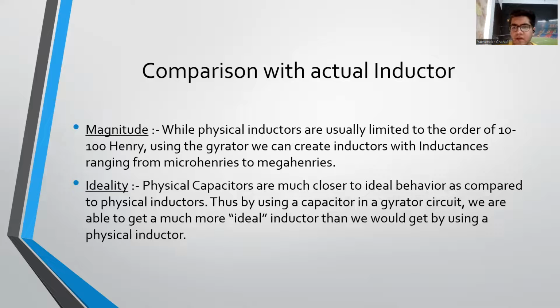Now let's compare it with the actual inductor. Firstly, speaking about magnitude, physical inductors are limited in range of magnitude because of physical constraints. Their magnitude is usually limited to the order of 10 to 100 Henry, but using a gyrator, we can emulate inductors with inductances ranging from microhenries to megahenries. Now let's talk about the ideal nature. Physical capacitors are much closer to ideal behavior as compared to physical inductors. Hence, by using a capacitor in a gyrator circuit, we are able to get a much more ideal inductor than we would by using a physical inductor.